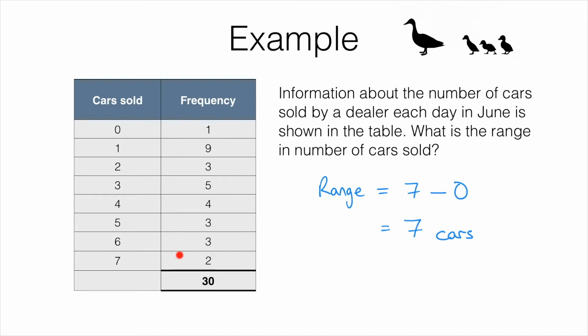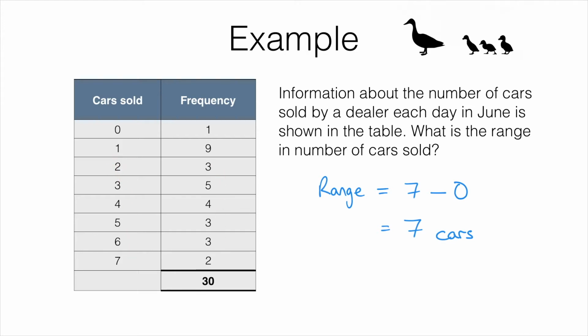And the reason these numbers add up to 30 is because there are 30 days in June. So we're saying that on 1 day in June, the dealership sold 0 cars. On 9 days in June, the dealer sold 1 car. On 3 days, they sold 2 cars, and so on.